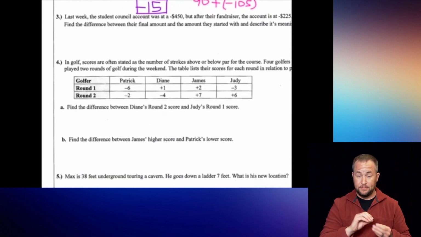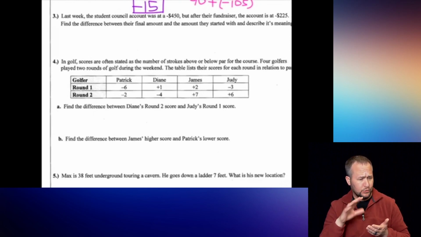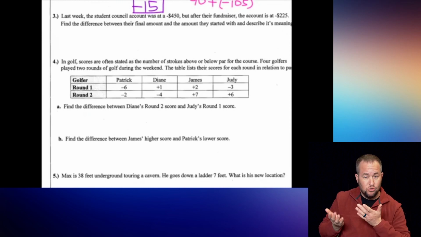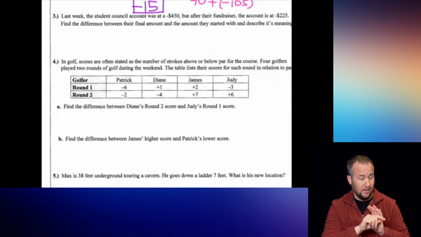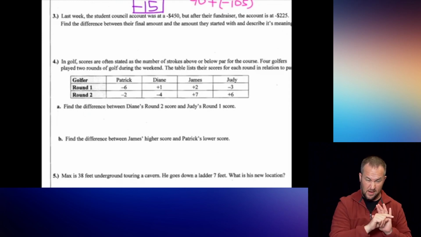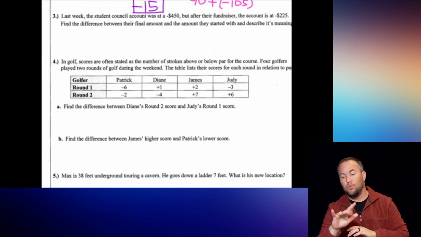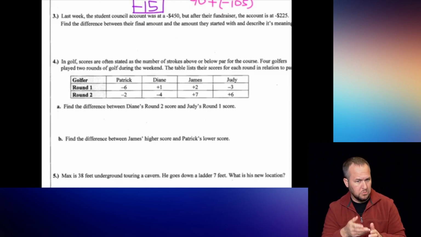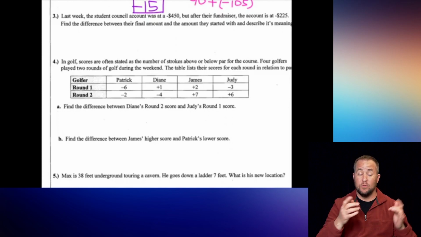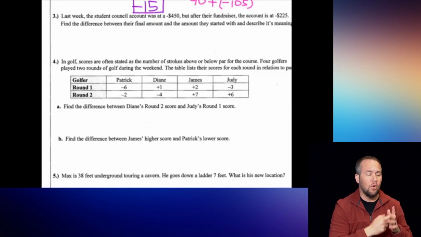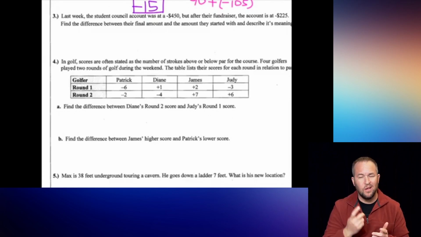So 3, it says last week the student council account was at negative $450, but after their fundraiser, the account is at negative $225. So good, we've gone up, right? We were at negatives, really far negatives. Now we've gotten to just a smaller negative, which means we've gotten more money. So it says find the difference between their final amount and the amount that they started with, and then describe its meaning. So I kind of just helped us with the meaning, but that's okay.